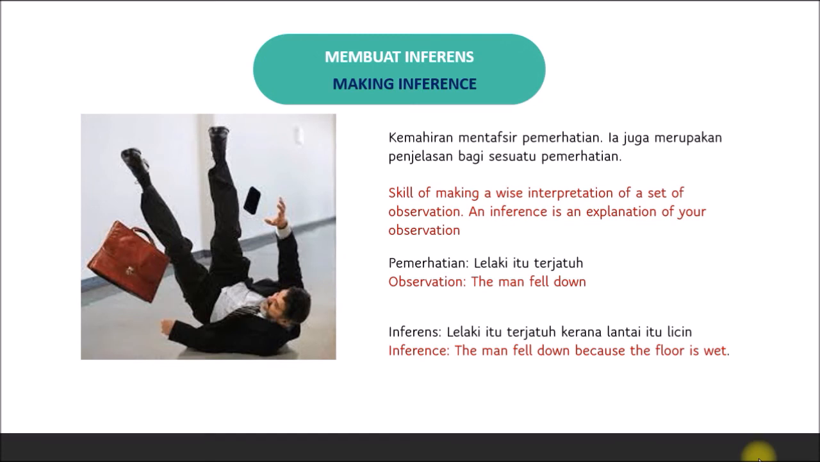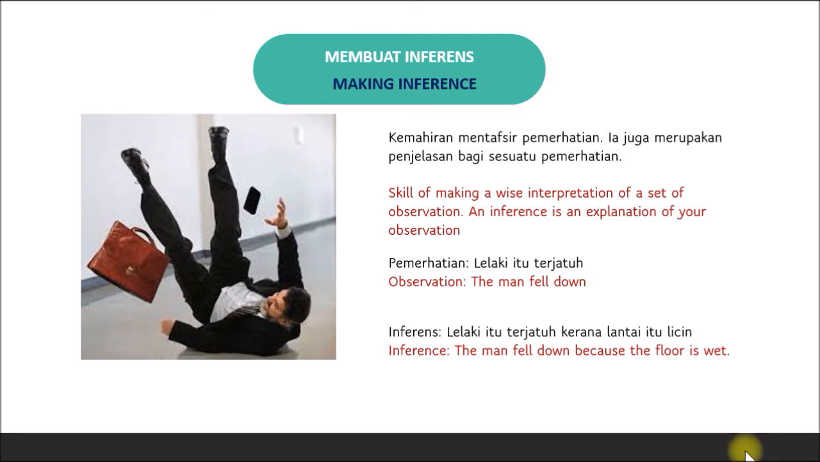Alright, next skill is inferring, making inference. So what is making inference? Making inference is the skill of making a wise interpretation of a set of observations. And inference is an explanation of your observation. To make an inference, we connect what we observe, okay? What we observe through our senses. An inference can be made from more than one observation. And it is not just a guess. Okay? Remember, you must have your observation. And inference is a statement that can support your observation.